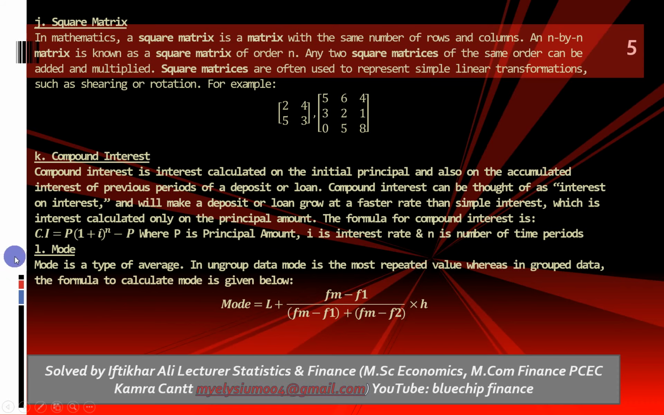The next one is mode. Mode, as you know, is a type of average. In ungrouped data it is the most repeated value, and in grouped data it is equal to L plus (Fm minus F1) divided by (Fm minus F1 plus Fm minus F2), multiplied by h, where L stands for lower class boundary, Fm is the maximum frequency, F1 is the frequency before the maximum frequency, F2 is the frequency after the maximum frequency, and h is the difference of X values.